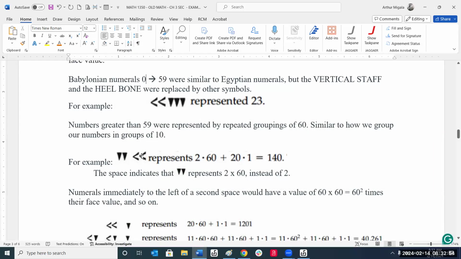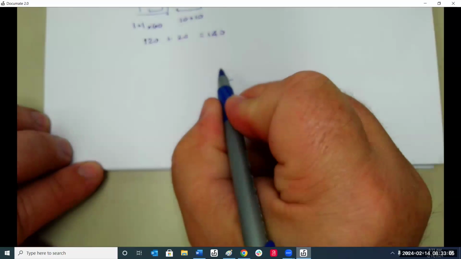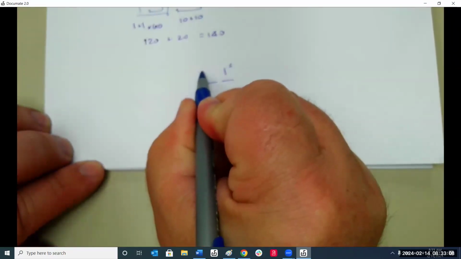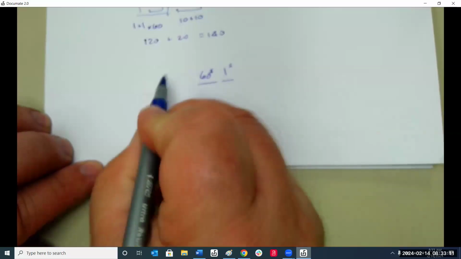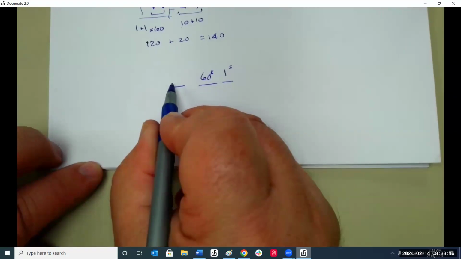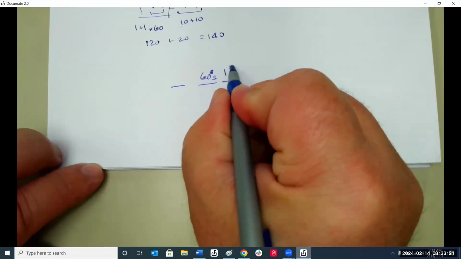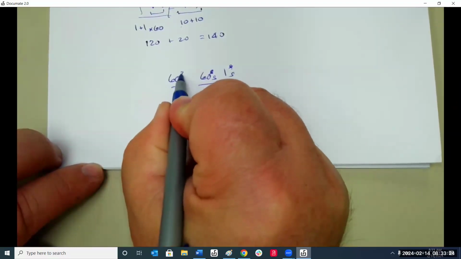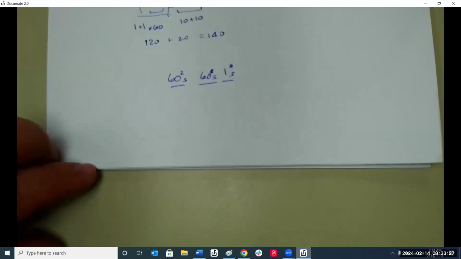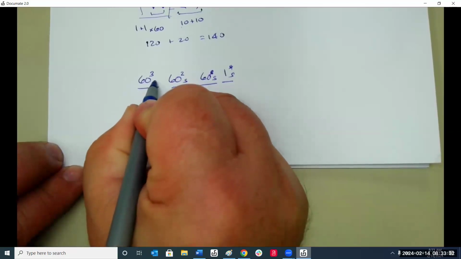So we have 10 plus 10 is 20. It's in the ones column. This is in the 60s column. So these are the ones. These are the 60s. What's this one going to be? This is going to be the 60s squared, 60 times 60. This one's going to be 60 cubed.